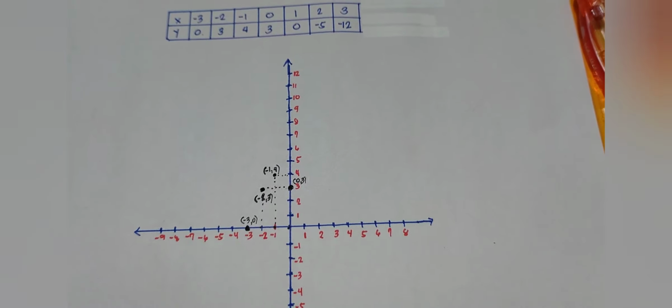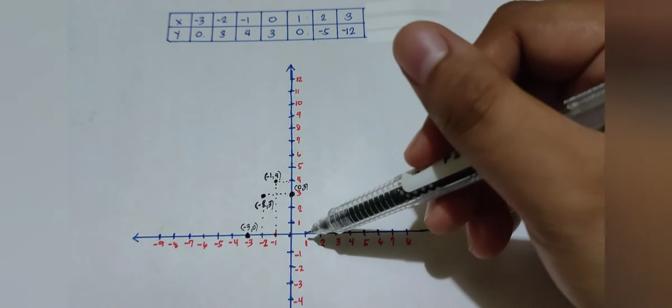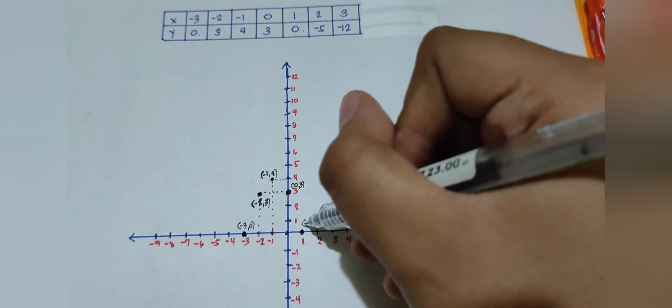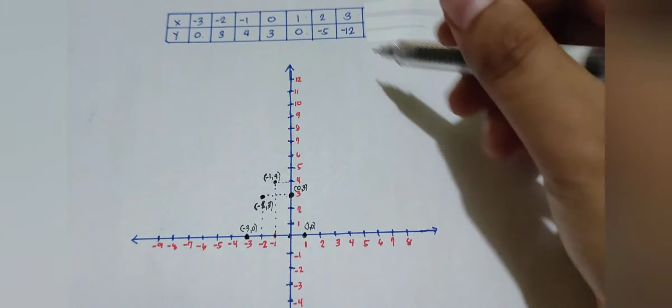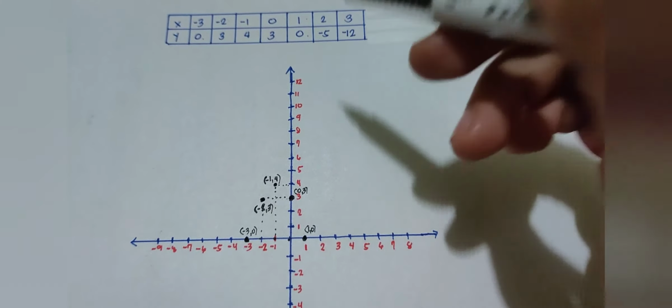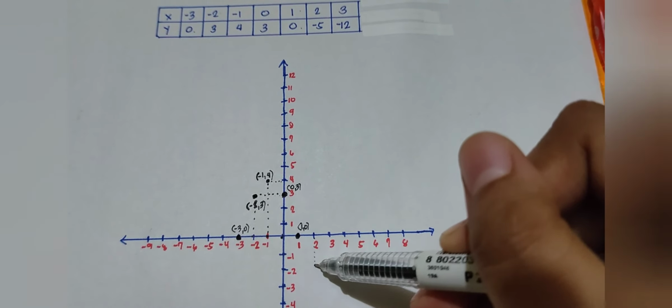0 and 3. Next is 1 and 0. So, x is 1, then y is 0. So, this one. 1 and 0. Next is 2 and negative 5. So, positive 2, negative 5. So, lagyan lang natin ng ganito para makita nyo ha.